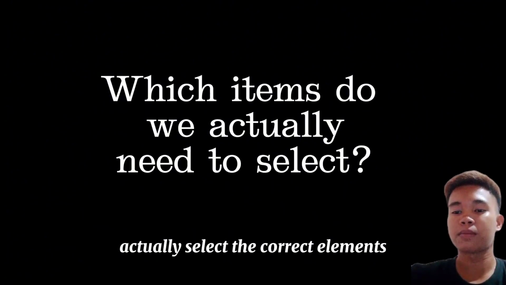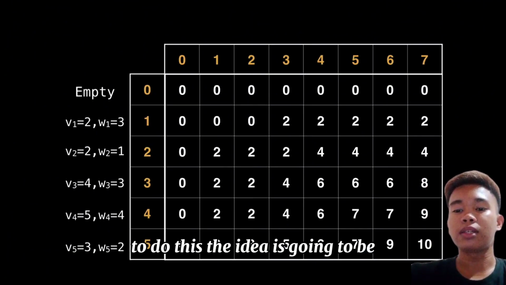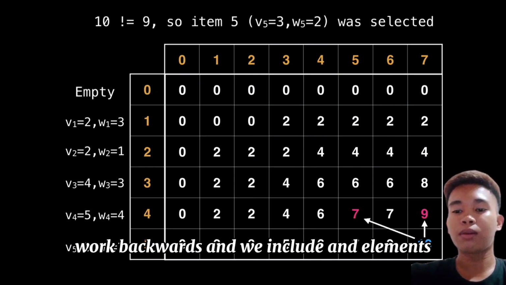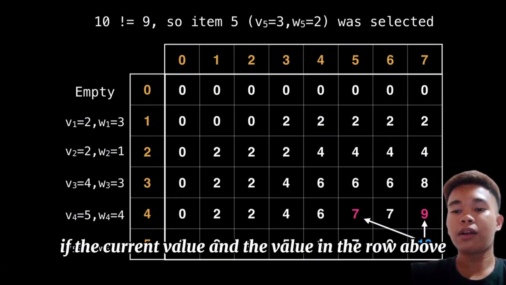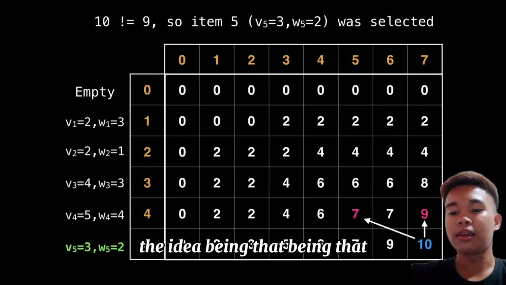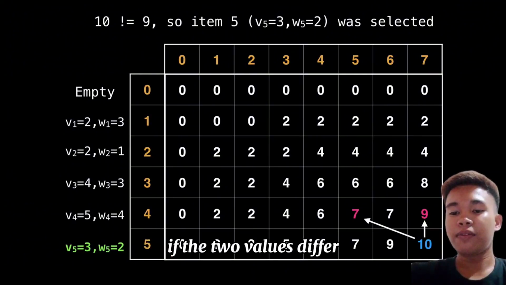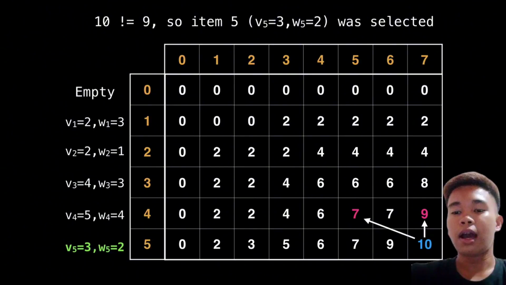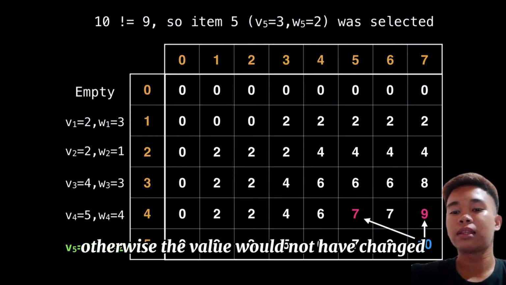To do this, the idea is to start at the bottom right corner, work backwards, and include an element if the current value and the value in the row above it differ. So if the two values differ, then the row we're currently on must have its item included. Otherwise, the value would not have changed.